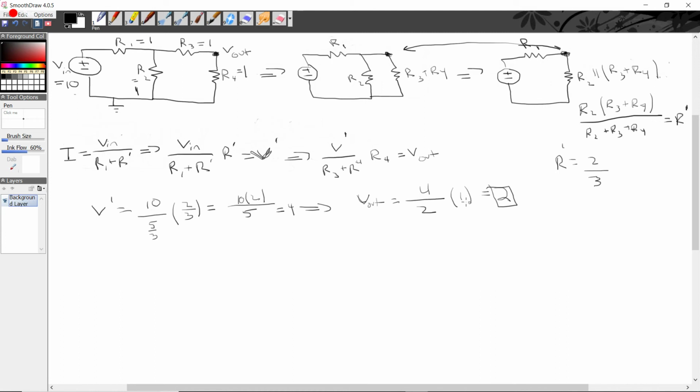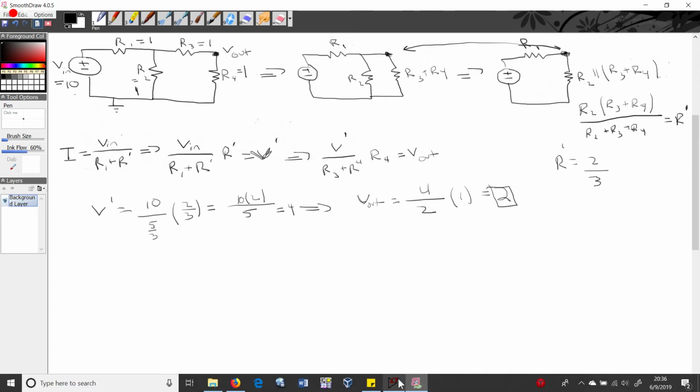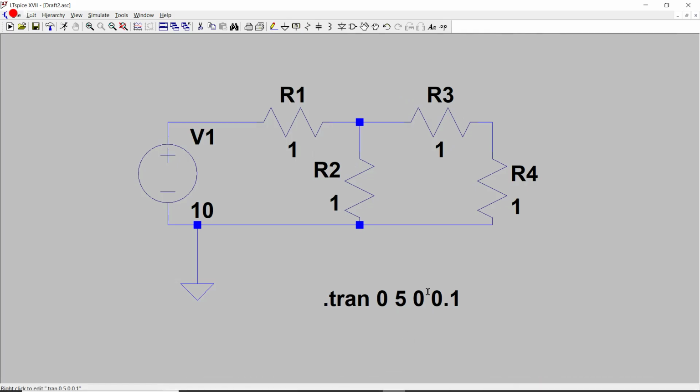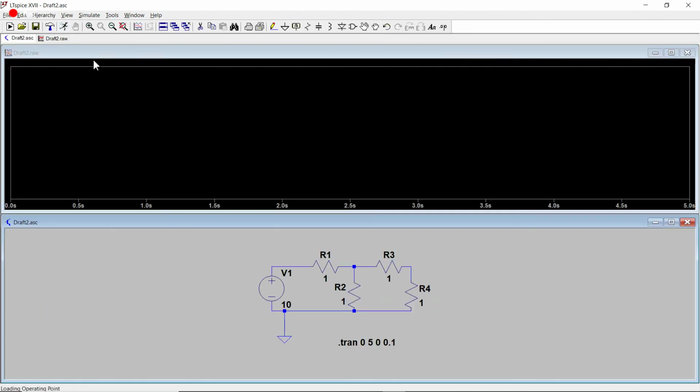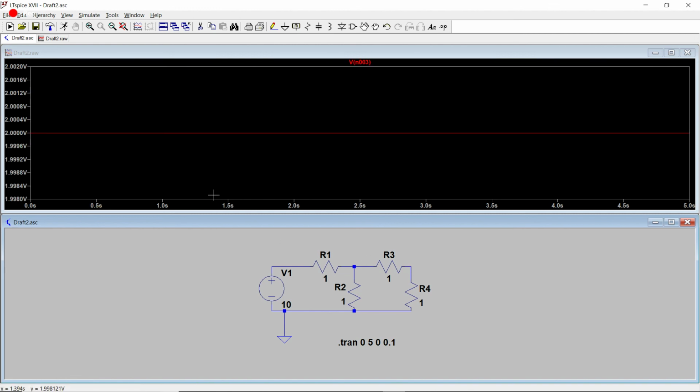I also modeled this circuit in SPICE, so let's verify that our answer is correct. As you can see here, this is the same circuit. We have a 10-volt battery connected to ground, and then we have 4 resistors, all 1 ohm. I started a transient analysis, which just measures the voltage at this point from time 0 to 5 seconds, measuring every 1/10 of a second. Let's go ahead and run this. Then I'm going to click here to figure out what V out is equal to. And as you can see here, it's equal to 2 volts, just as we had calculated.